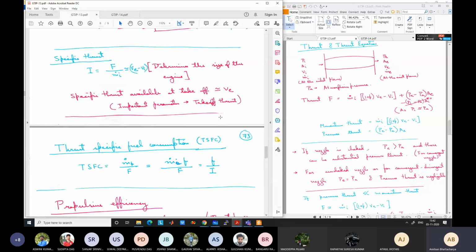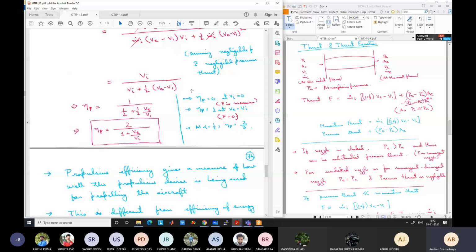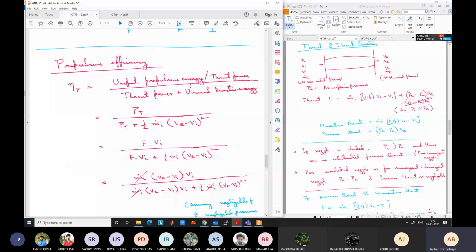Another important parameter we have defined is the thrust specific fuel consumption, which is the mass flow rate of fuel by the total thrust. This can also be written as fuel air ratio by the specific thrust. Towards the end, we were discussing something called propulsive efficiency. We denoted this as the energy that is actually used for moving the engine forward, and this is different from the energy that is generated by the engine.